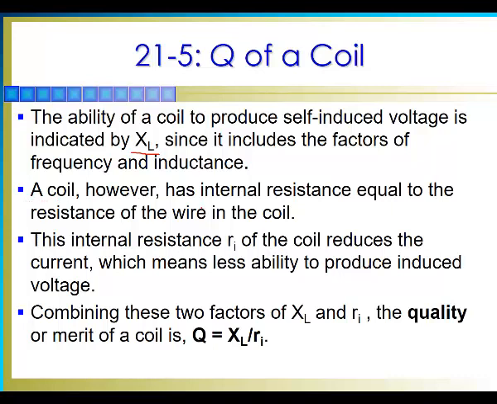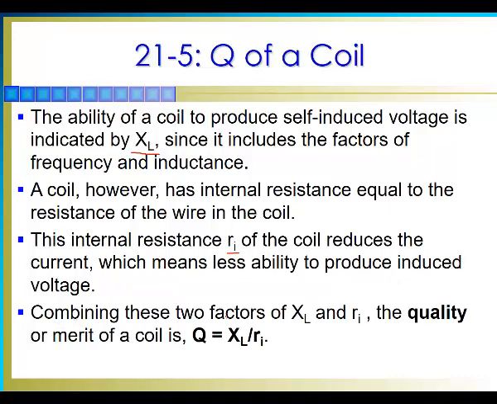A coil, however, has internal resistance equal to the resistance of the wires in the coil. No wire is perfect. That only happens with an ideal wire that has no resistance. Every wire has a little bit of resistance in it. So this internal resistance, which we can call Ri of the coil, reduces the current, because it's a resistance.